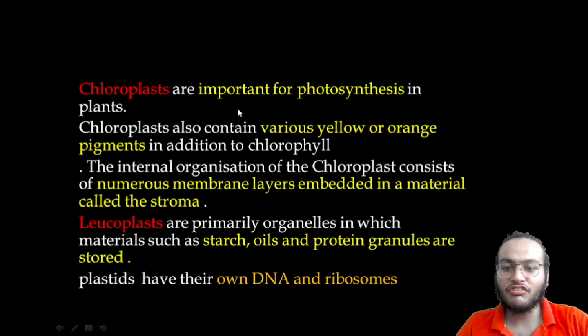Now what is the function of chloroplast? Chloroplast is very important for photosynthesis as it contains chlorophyll. Chloroplast may also contain various yellow or orange pigments in addition to chlorophyll.